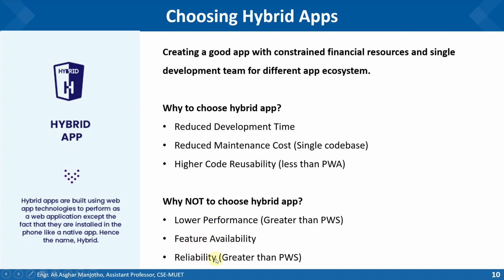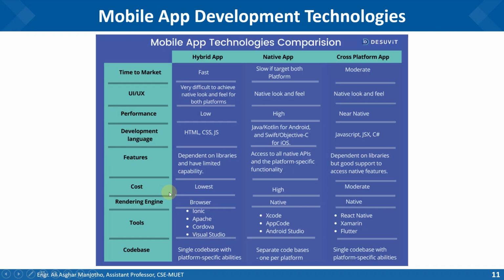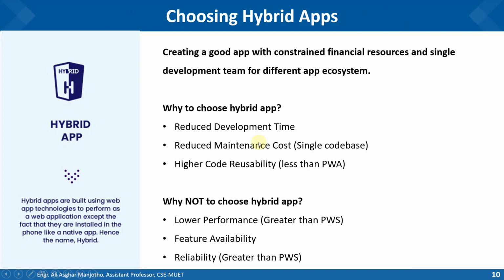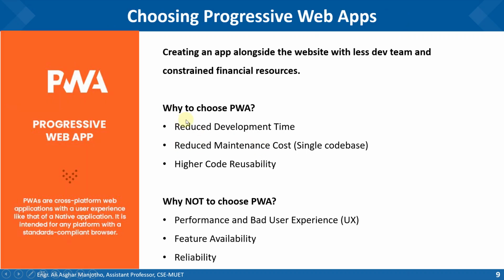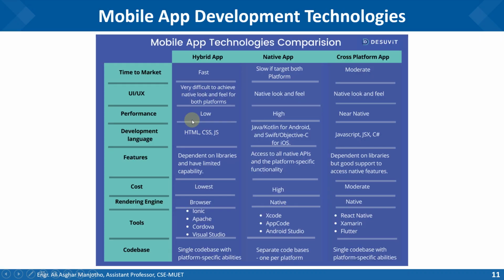And finally the reliability, it is very much better as compared to the PWAs, but again it is less reliable as compared to the native apps. So these were the three different categories of the choices. You need to keep it in mind whenever you are developing a mobile application. You have to choose any one of them, and then you will be targeting different application platforms there.